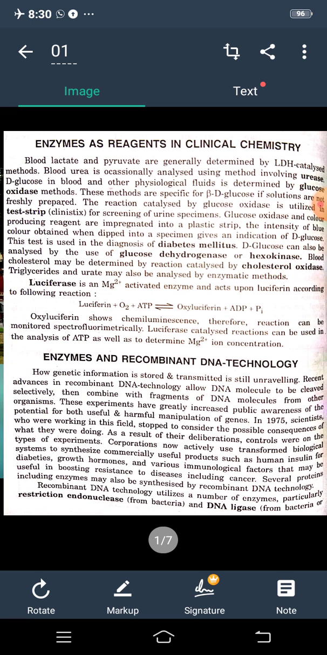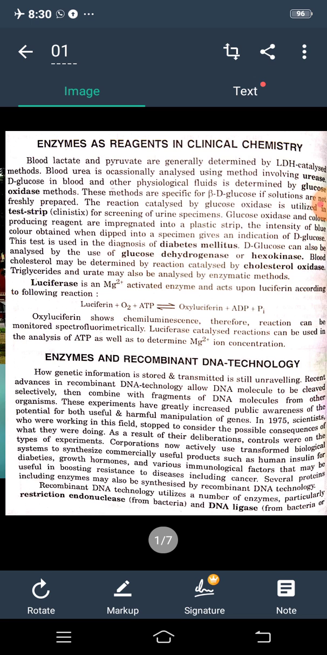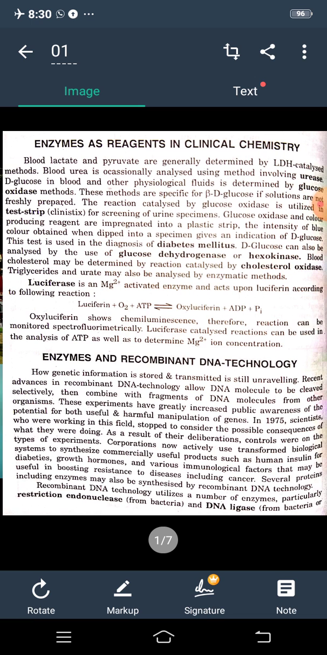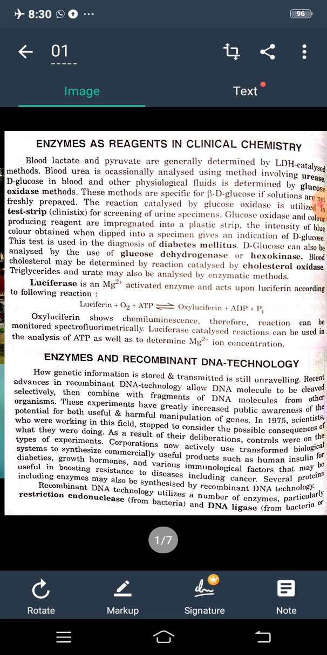Luciferase is a magnesium 2+ activated enzyme and acts upon luciferin according to the following reaction. Luciferin plus oxygen plus ATP give rise to oxyluciferin plus ADP plus Pi. So this shows chemiluminescence. Therefore, the reaction can be monitored spectrofluorimetrically. Luciferase catalyzed reactions can be used in the analysis of ATP as well as to determine magnesium 2+ ion concentrations.